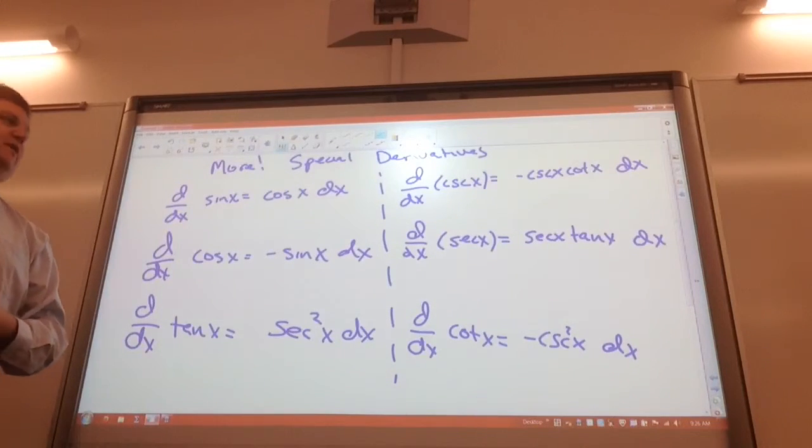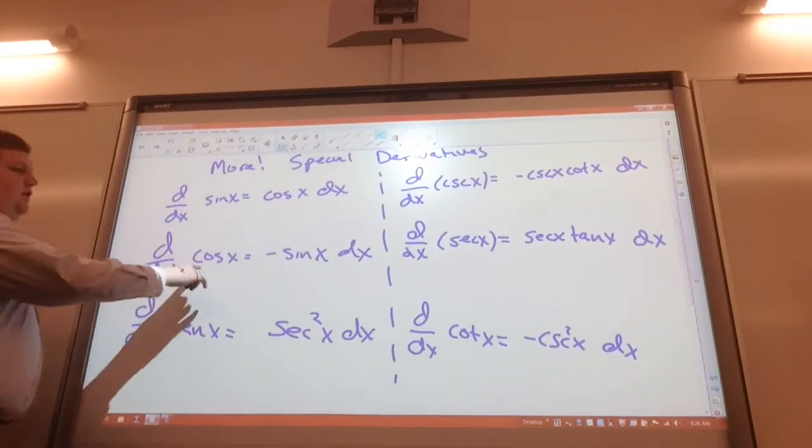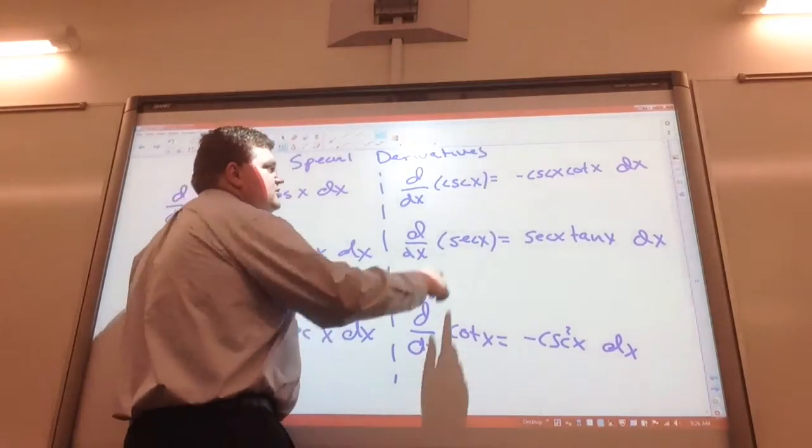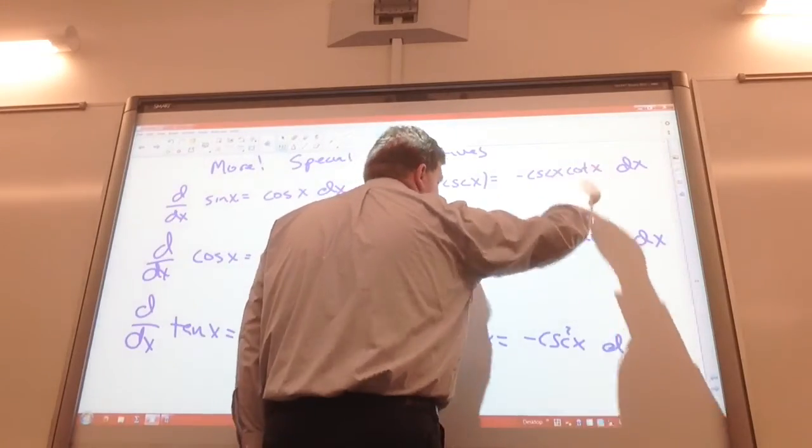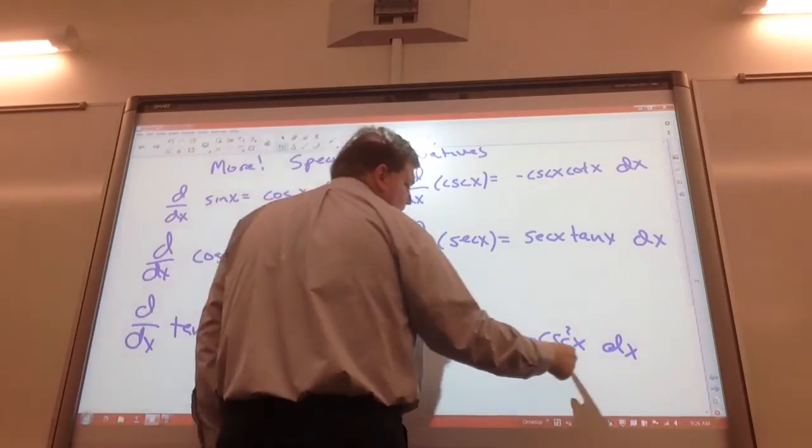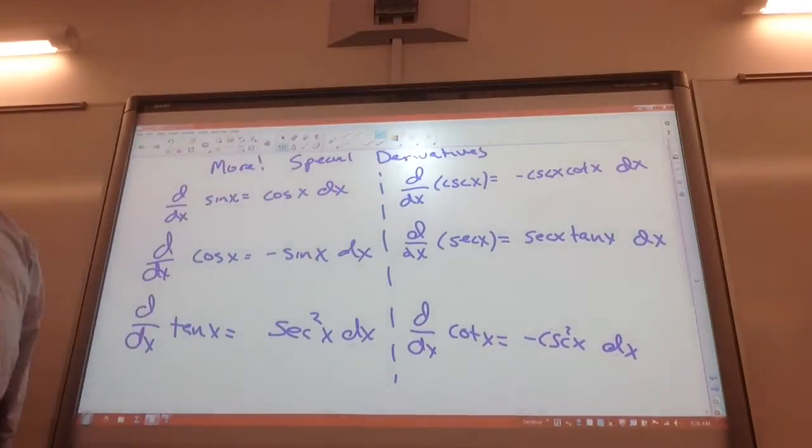In fact, look at this, the ones that are cosine, cosecant, cotangent, they're all negative. Cosine is negative sine of x. Cosecant is negative cosecant cotangent. Cotangent is negative cosecant squared x. Okay? So, there is sort of a twisted logic to them. The co ones get a minus sign. The ones that don't have the co in front don't get the minus sign.